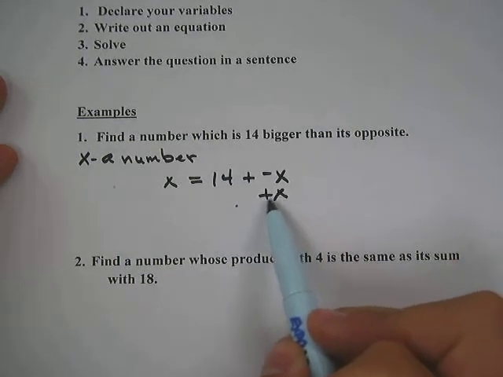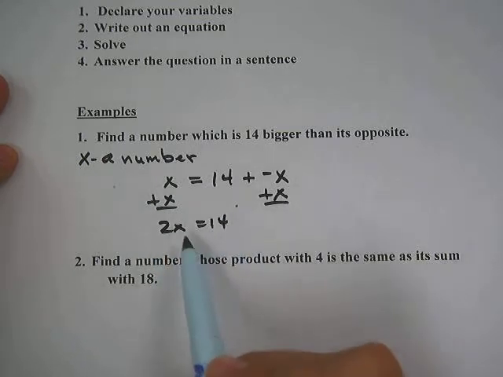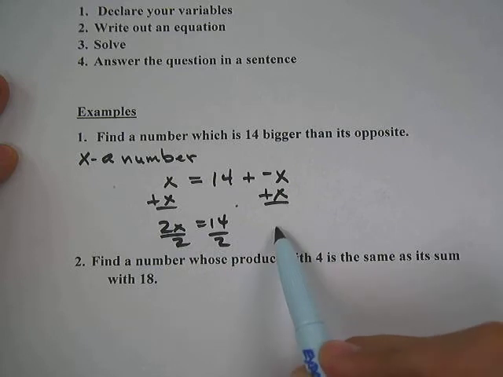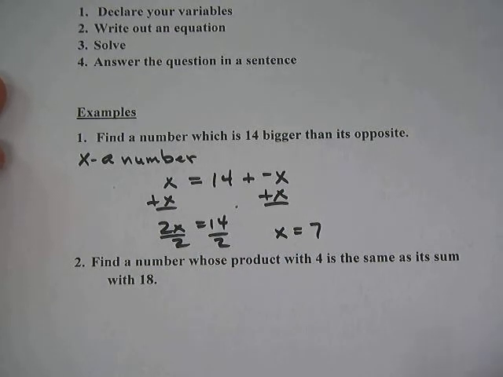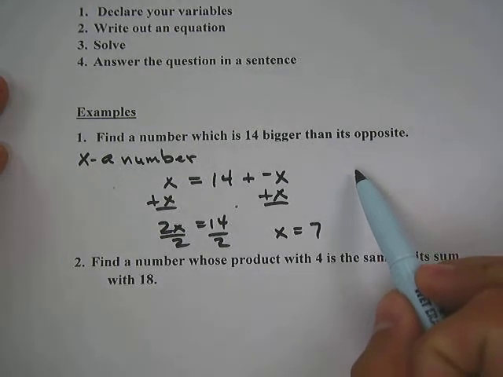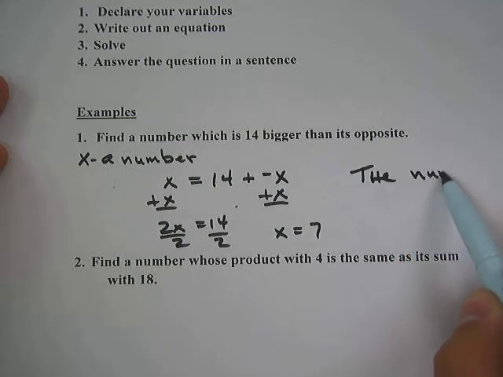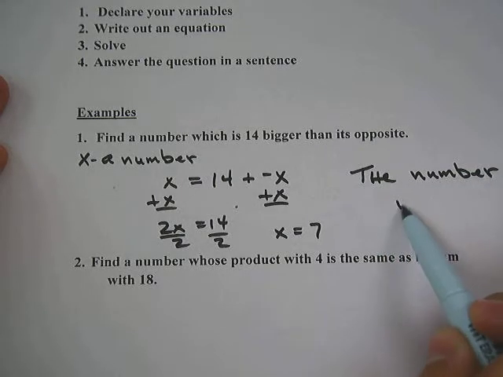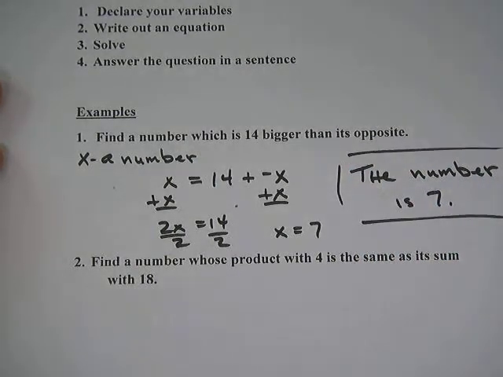Okay, so I'll solve. I'm just going to add my x to the other side. 2x is 14, divided by 2, x is 7. Okay, now what does that mean? So I'm going to finish it up by actually making sense of it. And I'm just going to say something as simple in this case as, the number is 7. And there you go.